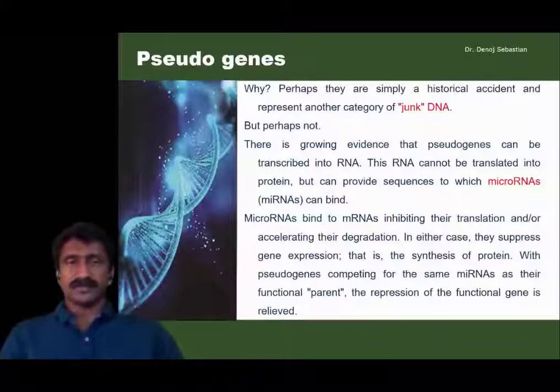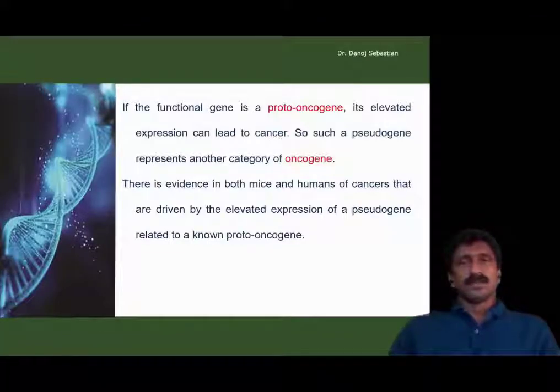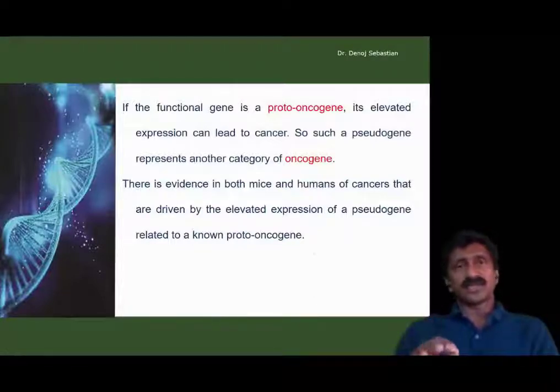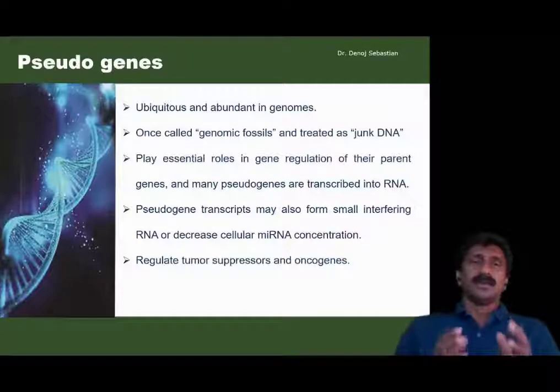Okay. So if the functional gene is a proto-oncogene, its elevated expression can lead to cancer. So such a pseudogene represents another category of oncogene. There is evidence in both mice and humans of cancers that are driven by the elevated expression of pseudogenes related to a proto-oncogene. These are the properties of the pseudogenes.